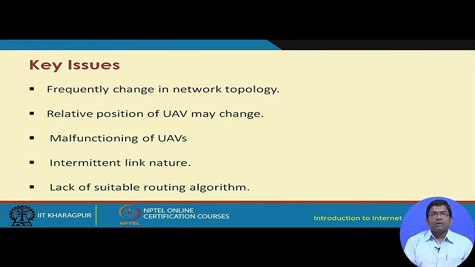So, the key issues here are that we are dealing with a different type of network where the topology is going to change very frequently. Then the relative position of the UAVs may also change very frequently, because within a group these nodes are going to change their positions pretty fast. So, we have a network where not only the network could be moving very fast, but also the nodes in that particular network could be changing their positions pretty fast.